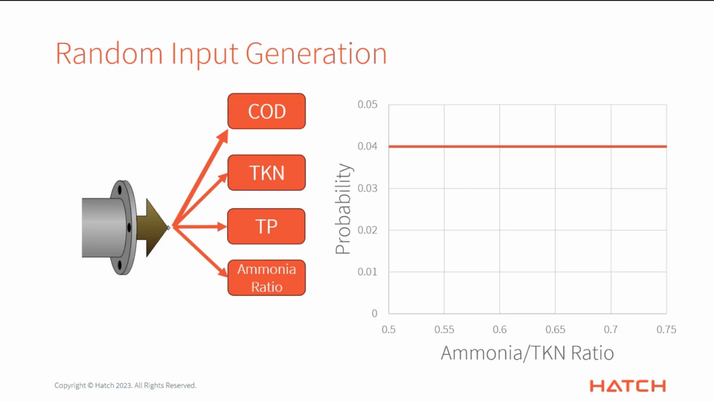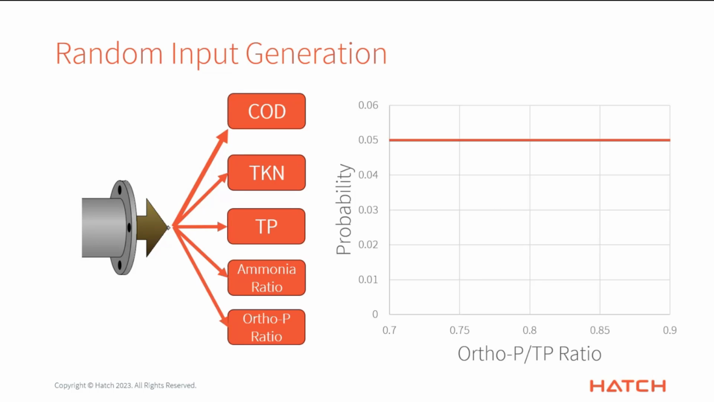And we're using a uniform distribution for our ammonia ratio rather than a triangular or Gaussian. So we're going to say that between 0.5 and 0.75, there's an equal probability of any of those ratios occurring. Likewise, we're also going to vary our ortho-P ratio using a uniform distribution, where this is the ratio of ortho-P to total phosphorus, once again, just to ensure we get feasible inputs to our model.